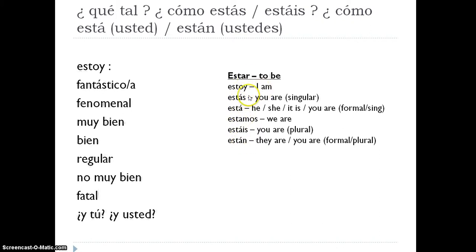So estoy, I am, estás. This is our question up here. Está, estamos, estáis, and están. Now you have to remember your accents on some of these in particular. In particular, está, because if you remove the accent here, it becomes this rather than he or she or it is. So just be careful of the accents there.